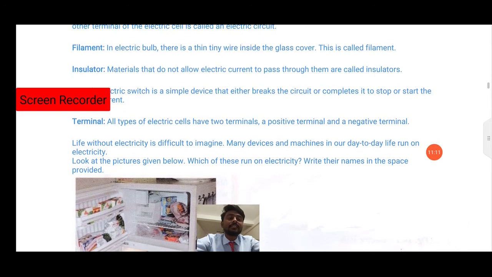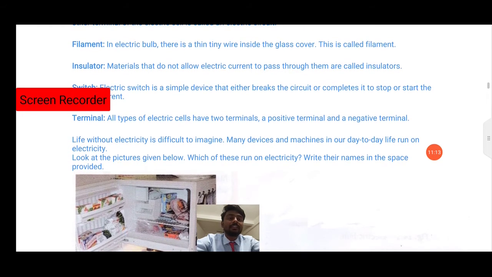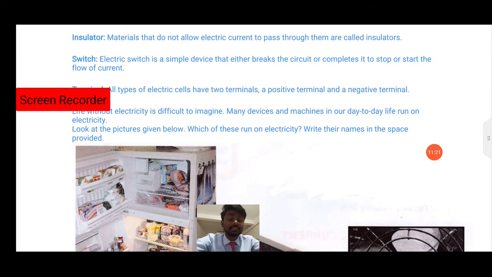We already discussed the filament. There are thin wires inside the glass cover in the bulb, yes or no? So this is a filament. Already discussed the insulators also. The materials that do not allow the electric current to pass through them are called insulators.